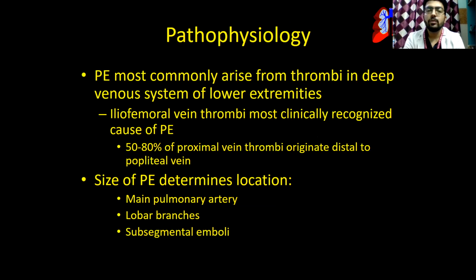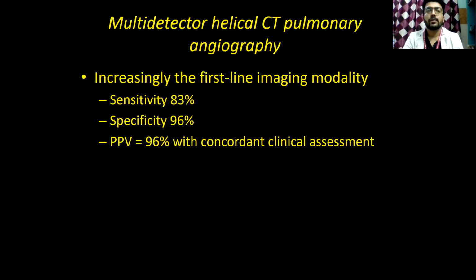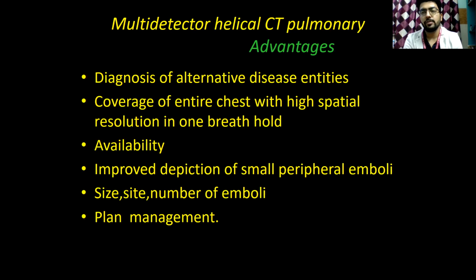Pathophysiology: PE most commonly arises from thrombi in the deep venous system of the lower extremities. Iliofemoral vein thrombi are the most clinically recognized cause of PE. 50 to 80% of proximal vein thrombi originate distal to the popliteal vein. The size of the pulmonary embolism determines its location: the main pulmonary artery, lobar branches, or subsegmental emboli. Multi-detector helical CT pulmonary angiography is increasingly the first line imaging modality, carrying 96% specificity and 96% positive predictive value.